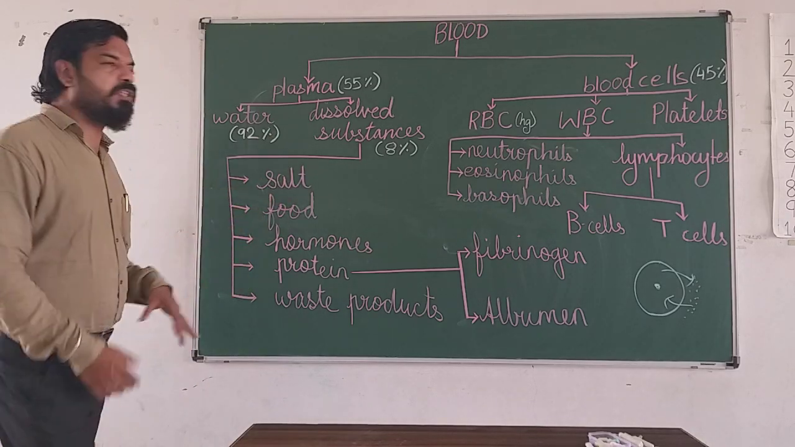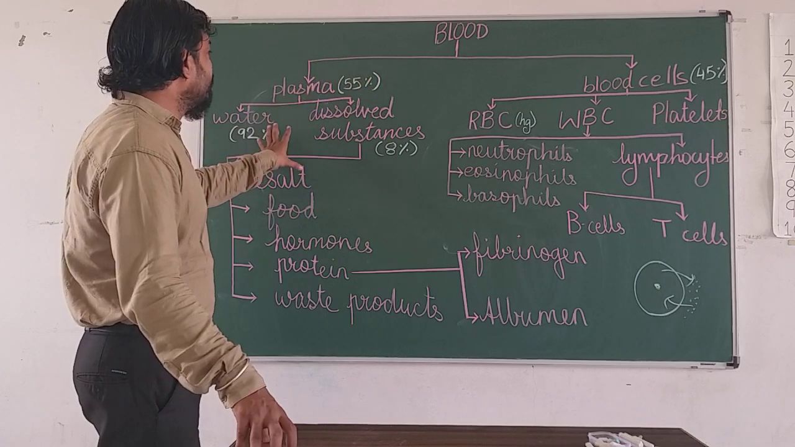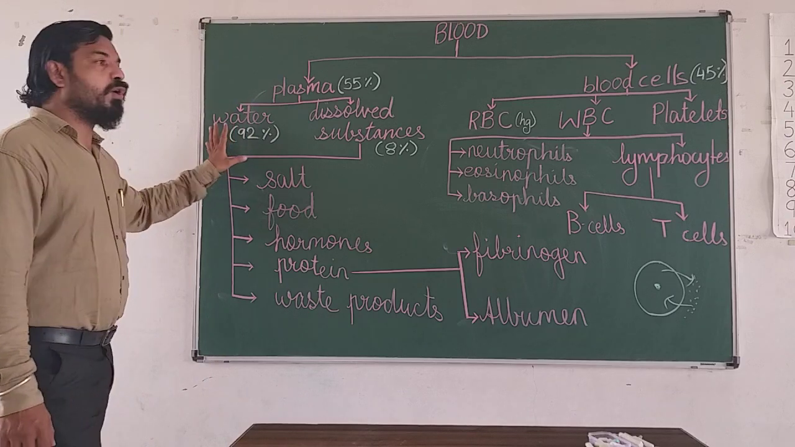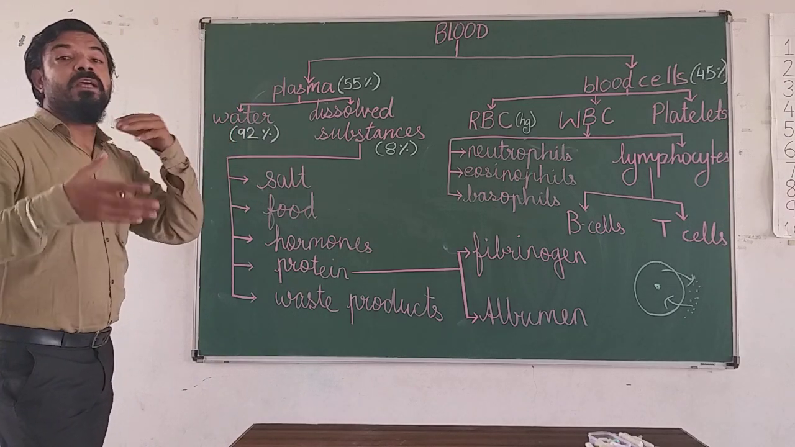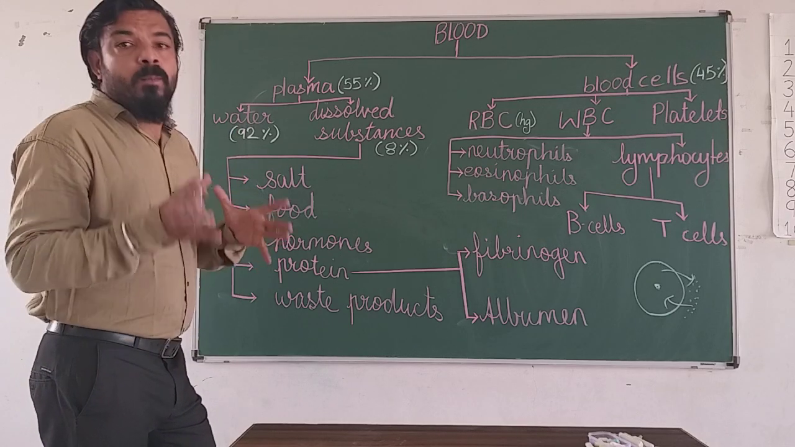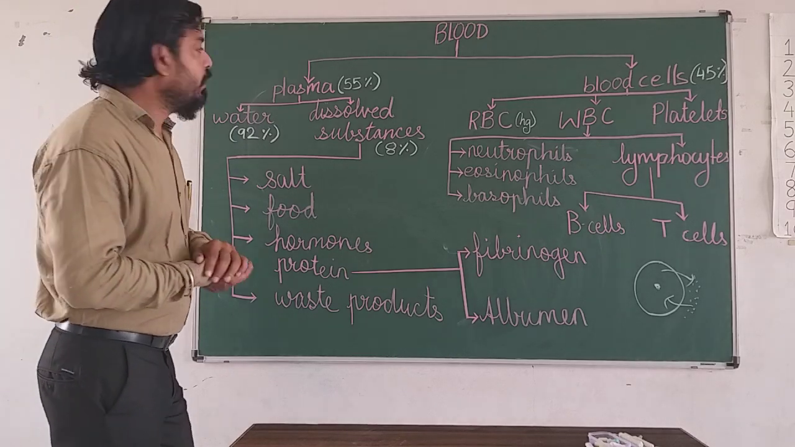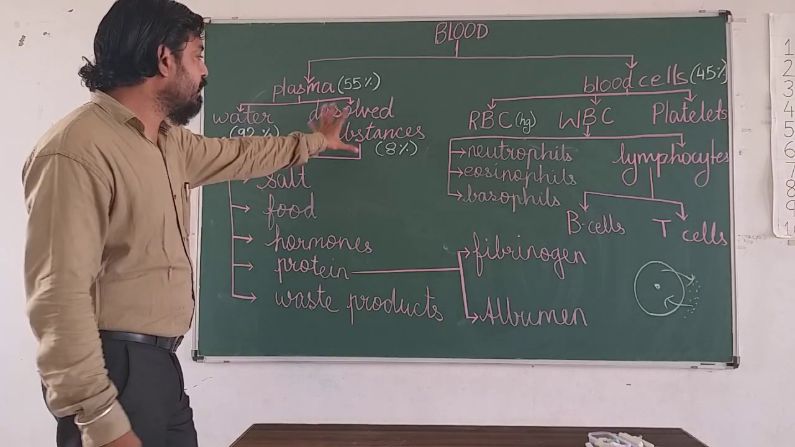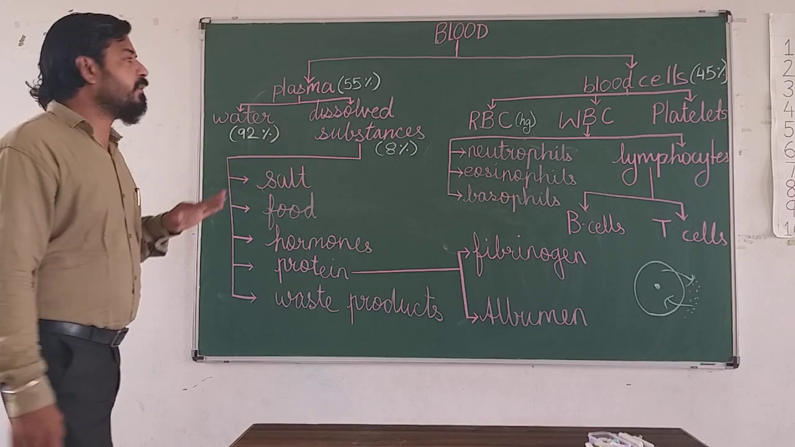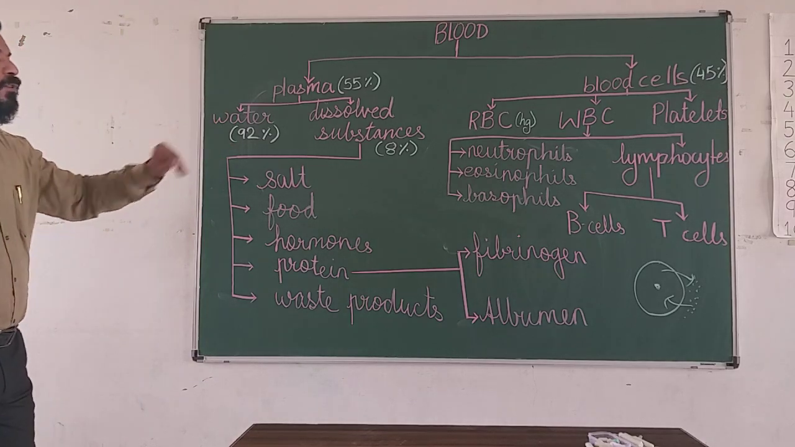So this is called diffusion, and the blood, which contains the minerals and all this, is transported with the help of this water. That is why it is said that you have to drink more and more water. Apart from that, there is another substance called dissolved substance, which is the 8%. In the 92% water, there is 8% dissolved substance.